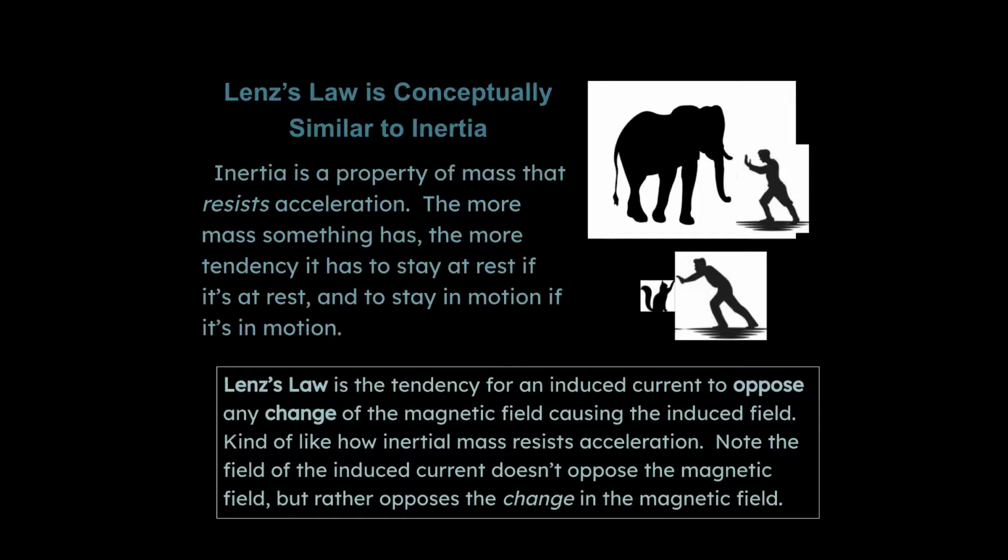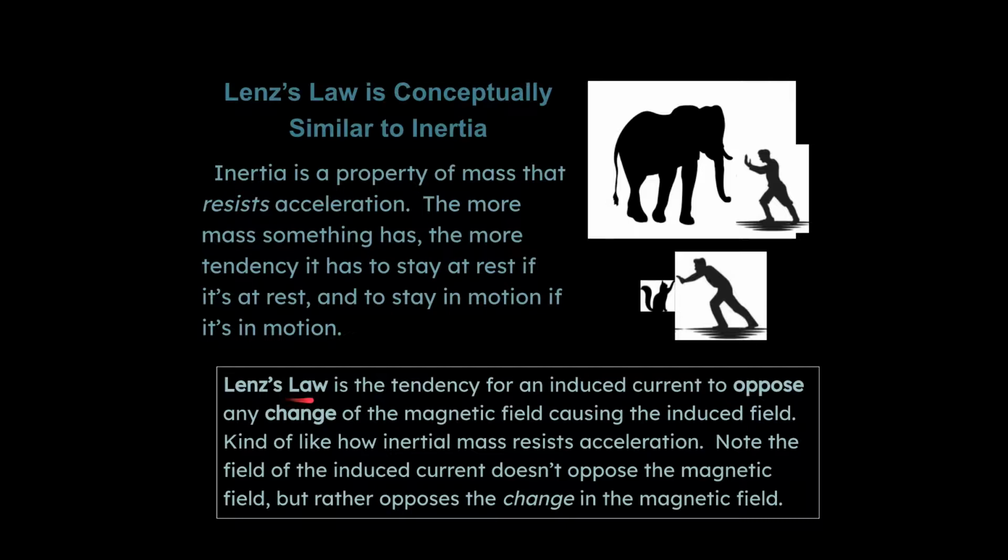Think about it this way. If you had a dream where you pushed on an elephant, and you also pushed on a cat, because the elephant has so much more mass, it has so much more inertia, more of a tendency to stay at rest if it's at rest. And the cat, because it has such less mass, would have less of a tendency to stay at rest if it's at rest. So you could say inertia is a property of mass that resists acceleration.